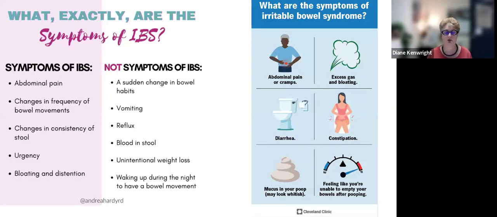So how do we classify irritable bowel syndrome? We classify it often according to the symptoms. All these things are not symptoms of IBS: change in bowel habits, vomiting, reflux, blood in the stool, unintentional weight loss. These aren't IBS. Some of them are red flags for colon cancer. So if a patient has unintentional weight loss, blood in the stool, sudden change of bowel habit, do not write it off as IBS. Get them investigated. What we're talking about is abdominal pain, changes in frequency of bowel movements, consistency of stool, urgency, bloating, and distension.